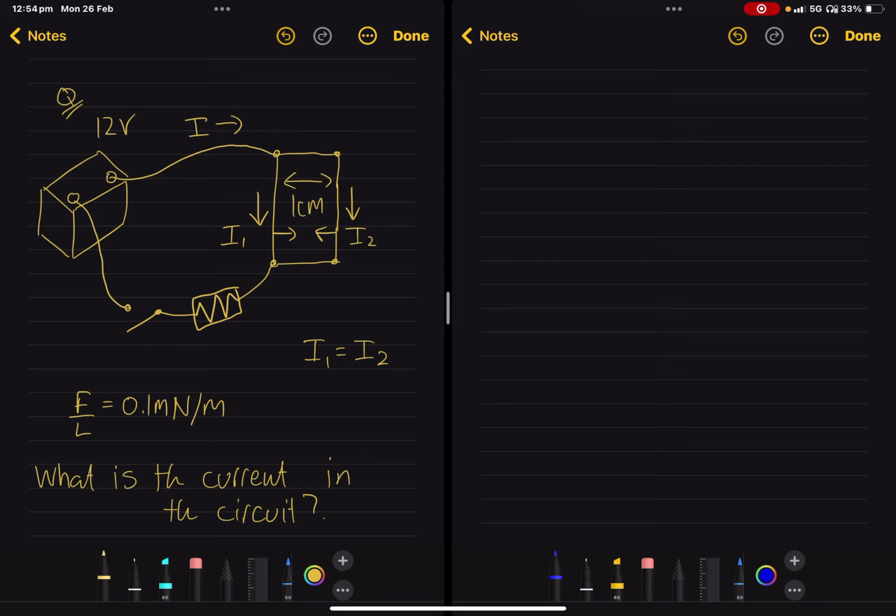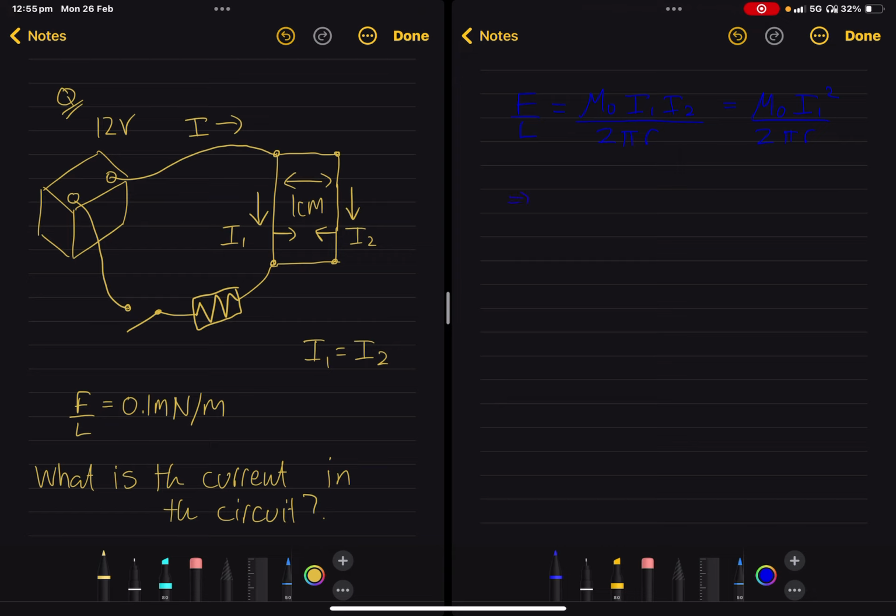So we have a formula for this. We know that force per unit length is equal to mu naught times current 1 times current 2 divided by 2 times pi times the distance between them. So we don't know current 1 or current 2. If we assume they are equal, this reduces to mu naught I1 squared divided by 2 times pi times the distance. So we need to find I1 in this case.